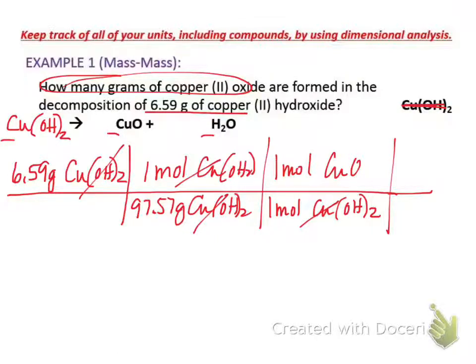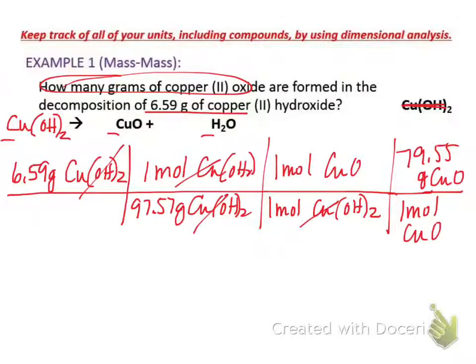If it was wanting it in moles, I could stop here, but it wants it in grams. So how do I go from moles of copper 2 oxide to grams? The molar mass of it. Y'all are on point today. 63.55 plus 16 gives me 79.55 grams of copper 2 oxide.